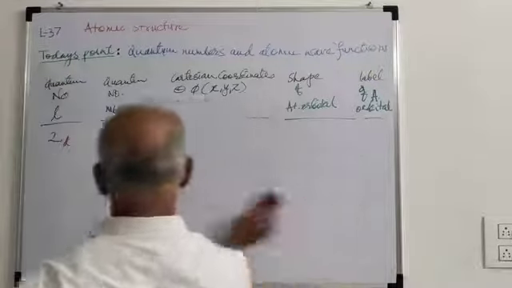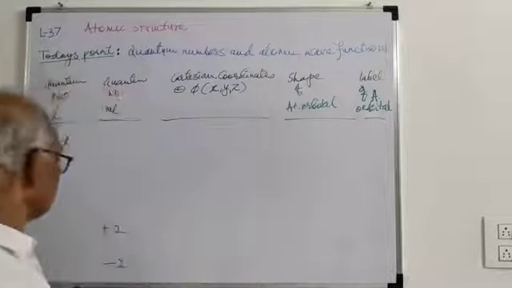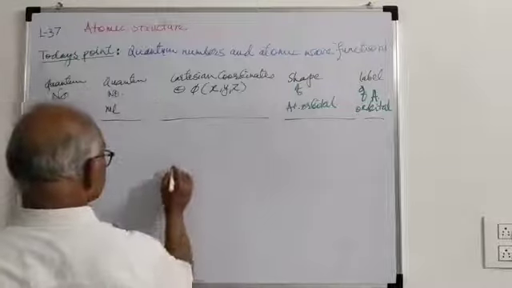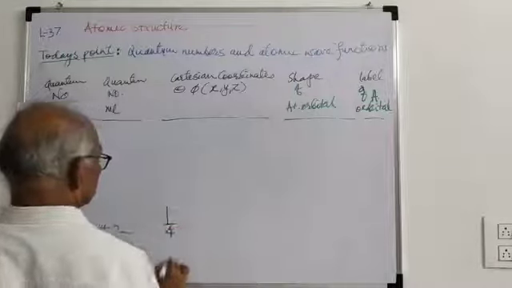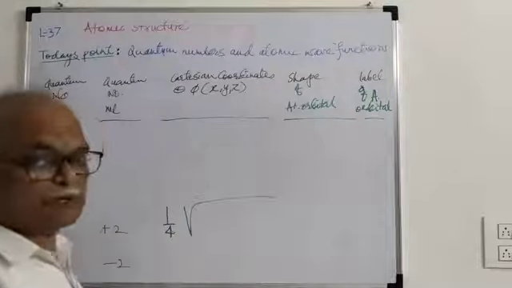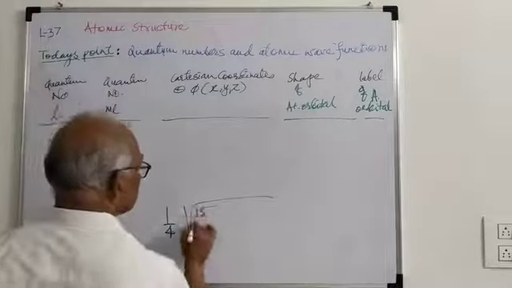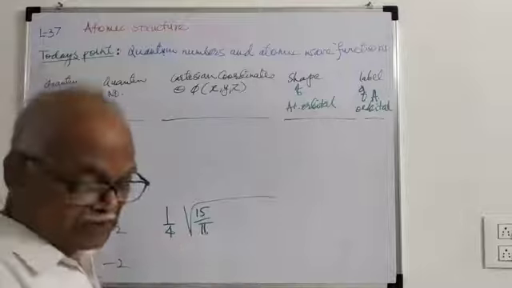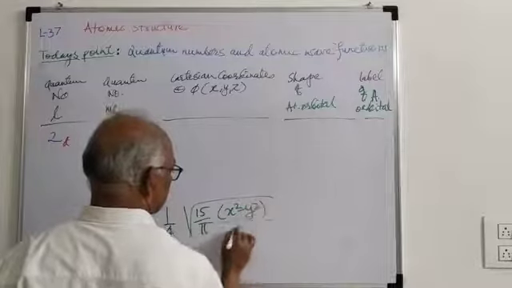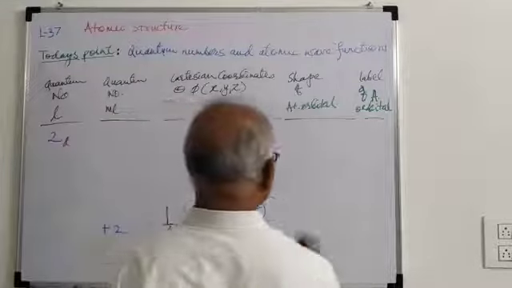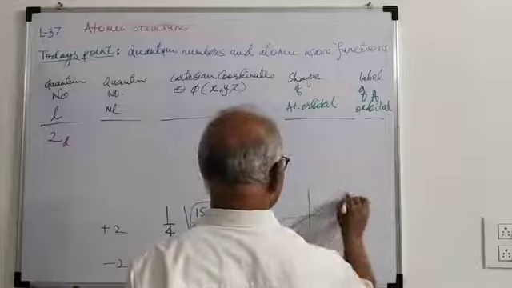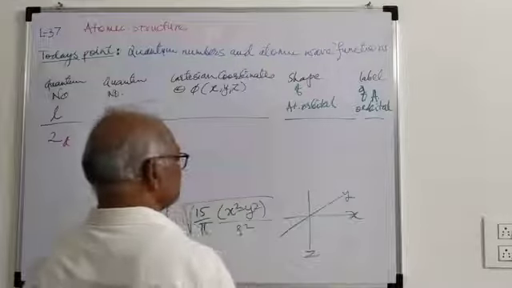Again, now we will see the fourth one, with the plus 2 value. It has the value 1/4 into square root of 15 upon pi into d, that is x2 minus y2 upon r square. If we say this is the x axis, z axis and y axis, then you can show these are lying in this way.